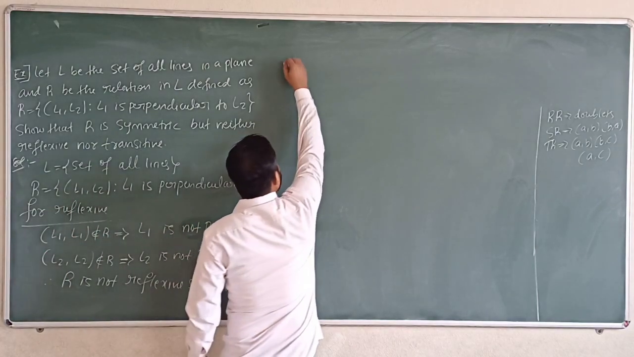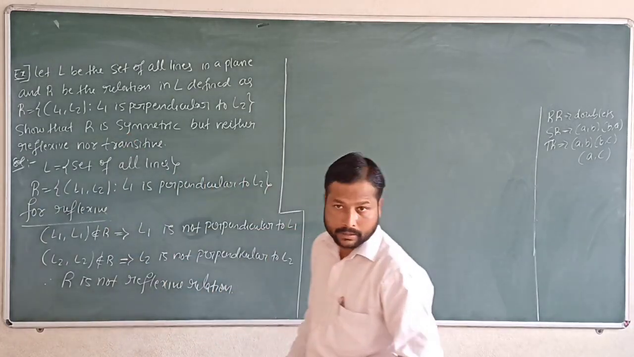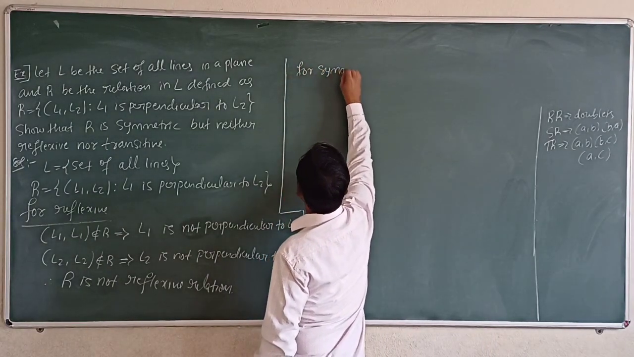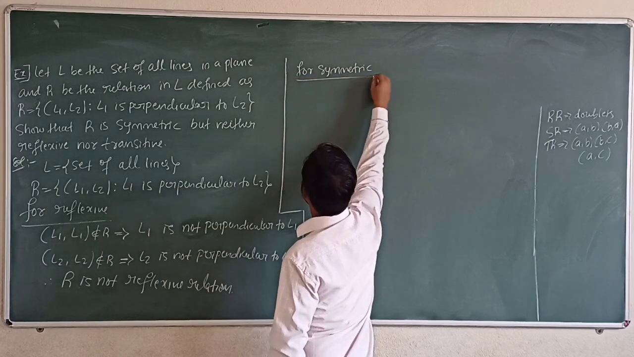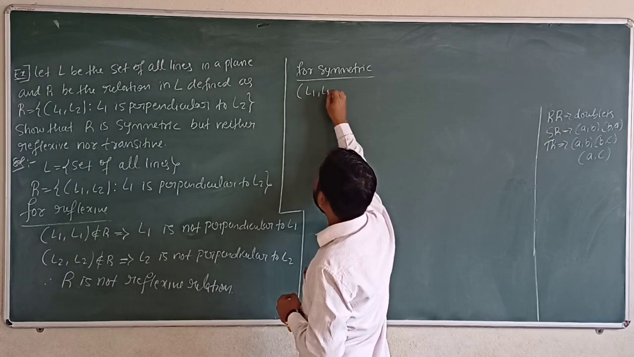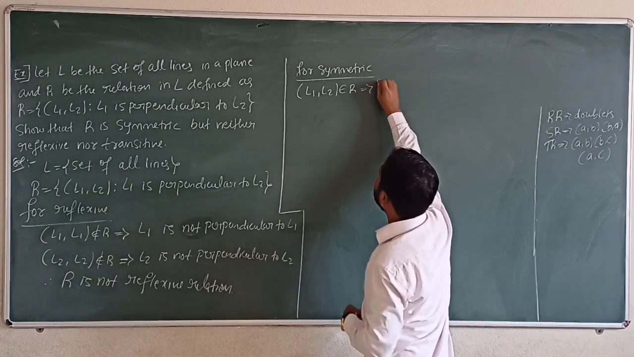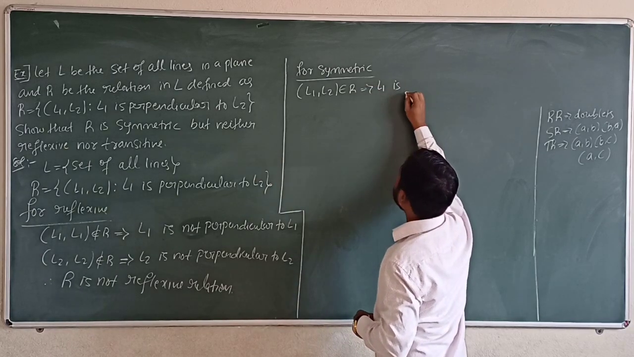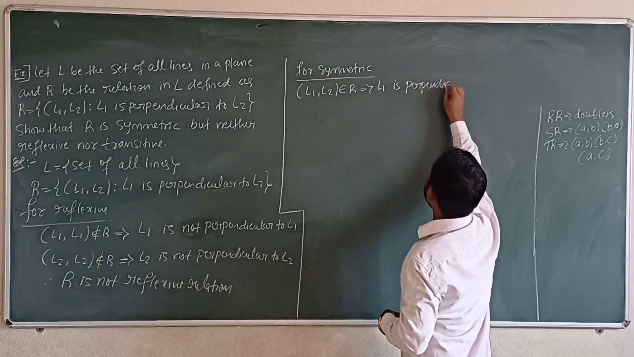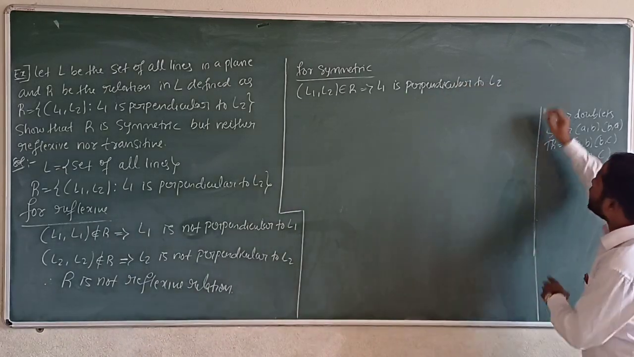Right? Take up symmetric now. For the symmetric relation, symmetric meaning reverse. Right? Now take it that (L1, L2) belongs to R. It implies, apply the relation for this one. L1 is what here? L1 is perpendicular to L2. I will draw the diagram here, check it.